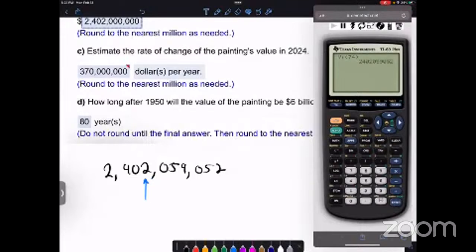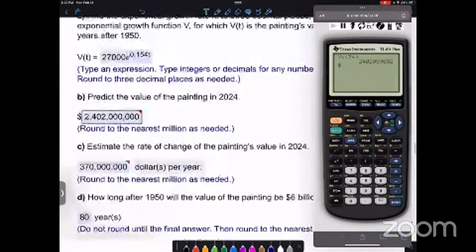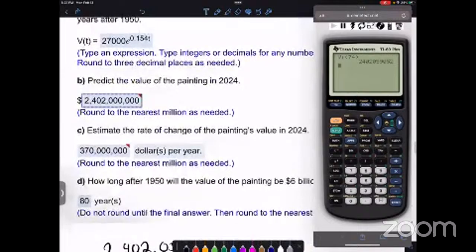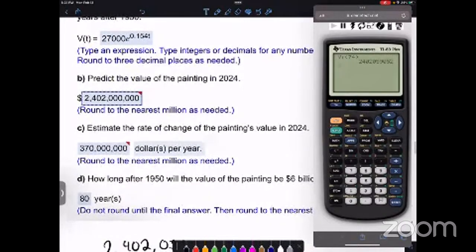The rate of change of the painting's value in 2024. So we can apply that theorem that we kind of did today, that we were working on earlier, where we just take the previous result times the rate, right? The K in the rate is the 0.154. So if we take that answer and we say times 0.154, that's where the 370 million comes from, right? It says round to the nearest million.